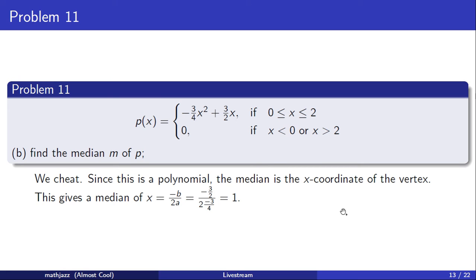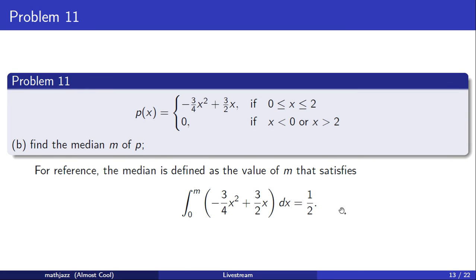We will move on to part C of the problem, which was to find the mean. Oh, and I did promise I would show you the formula for median. Here's the formula for median. It's the integral from negative infinity to m of the function. Well, let me start over. The formula for median is the integral from negative infinity to, no, one more time.